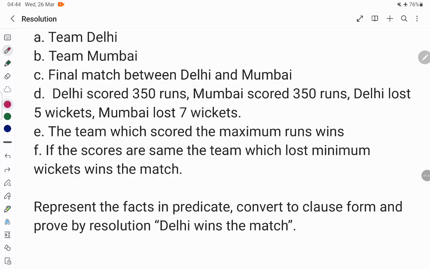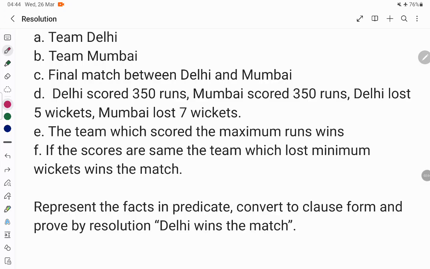And the F statement is also the same: if the scores are the same, the team which lost the minimum wickets will win the match. Again, it is a universal quantifier, it is stating about all possibilities, like whenever a team plays and if the runs are the same, then we are going to consider the wickets. The team which lost the minimum wickets will be winning the game. Okay, so these are all the facts that are given. Now what we have to do is convert these statements into predicate logic statements.